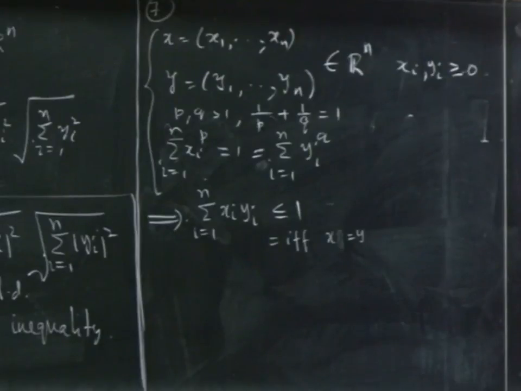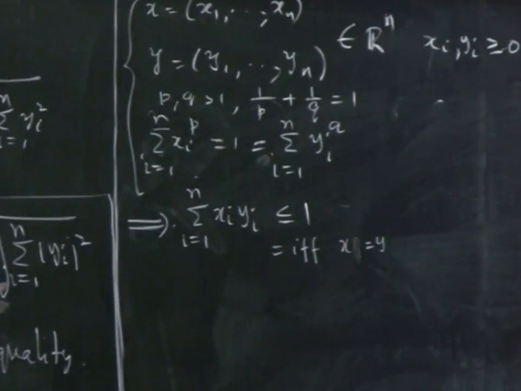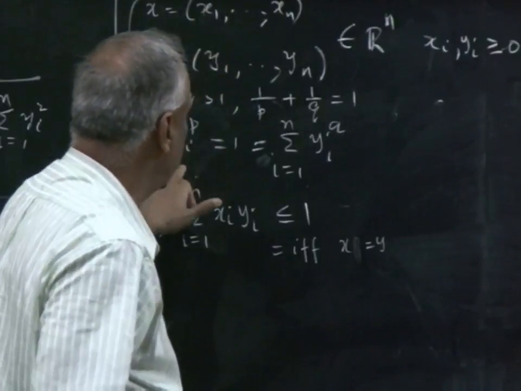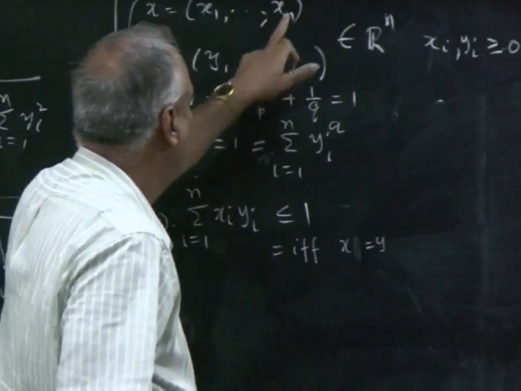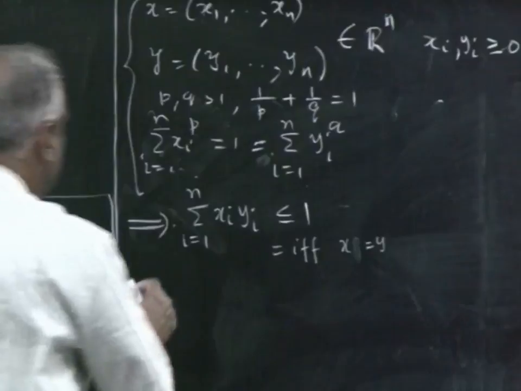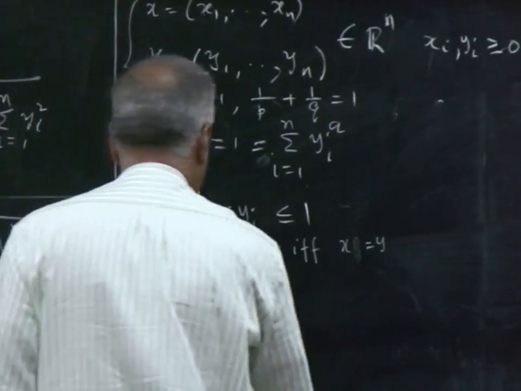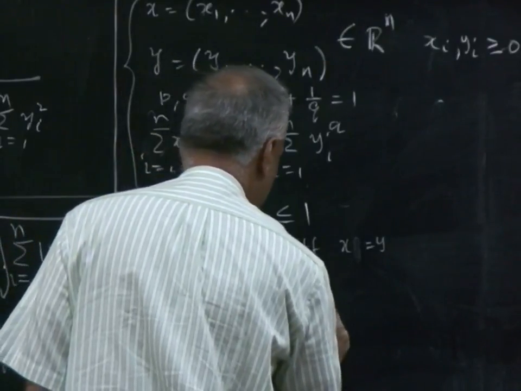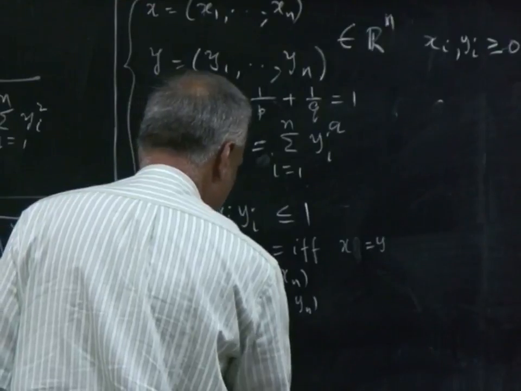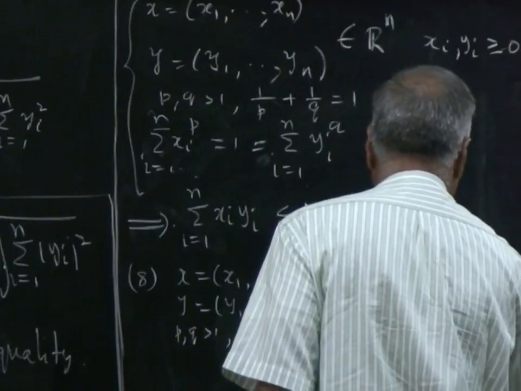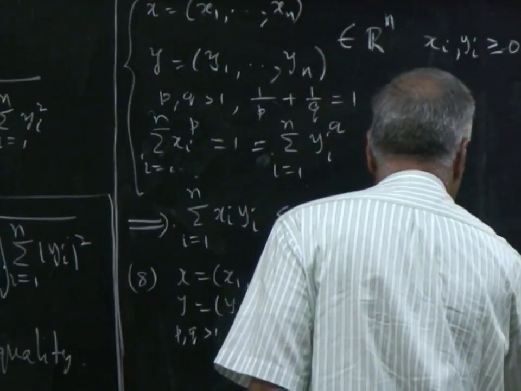Okay. What will you do next? If this is not 1 and if this is not, make the x's as 1 by dividing by the sum to the power of 1 over p and the y's by the sum to the power of 1 over q, therefore that becomes 1. So next case is x equal to x1, x2, to xn, y equal to y1, y2, to yn, p, q greater than 1, 1 over p plus 1 over q equal to 1. That implies summation xi yi, i equal to 1 to n, less than or equal to.